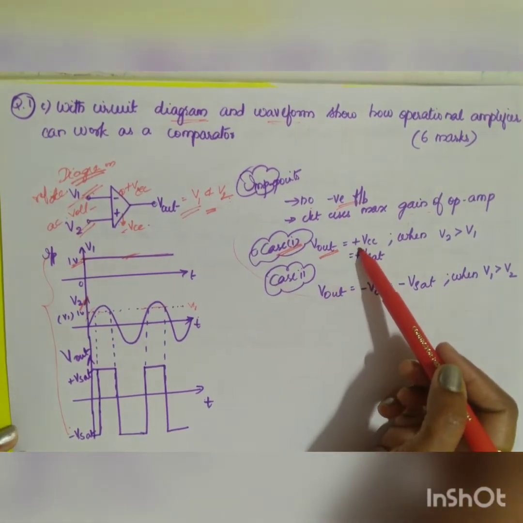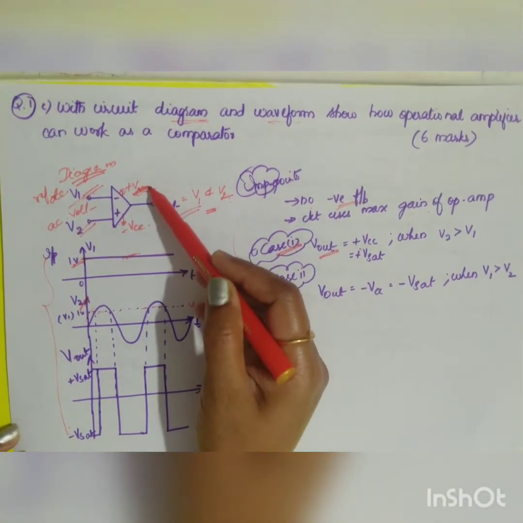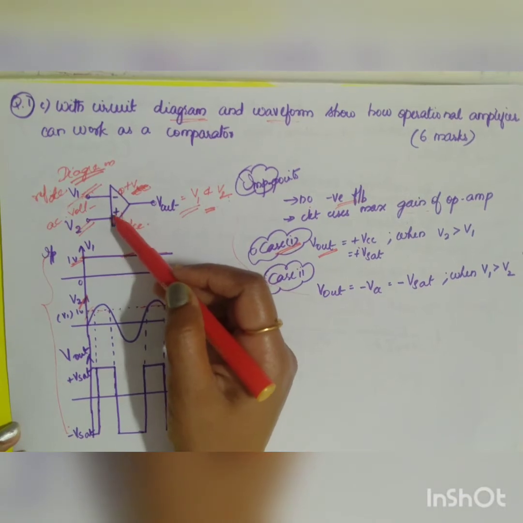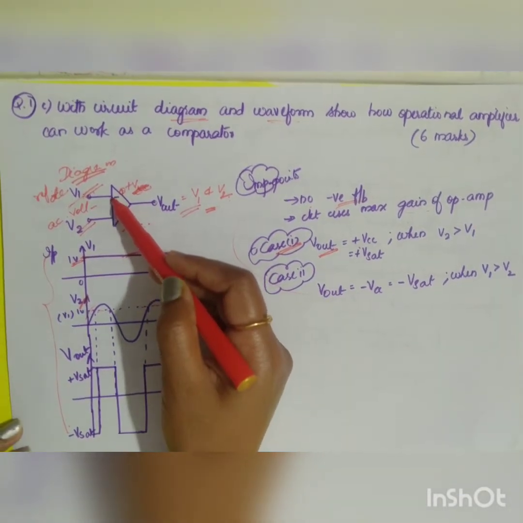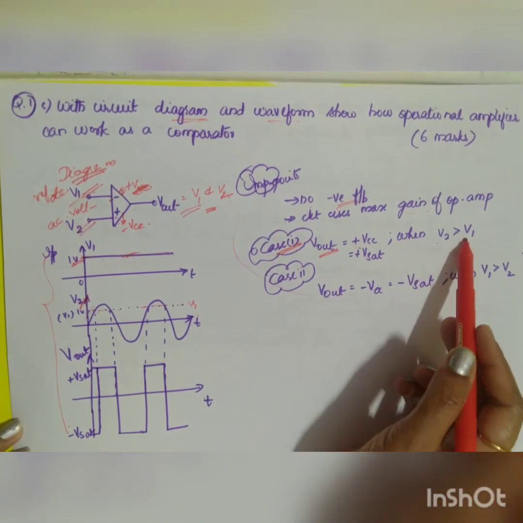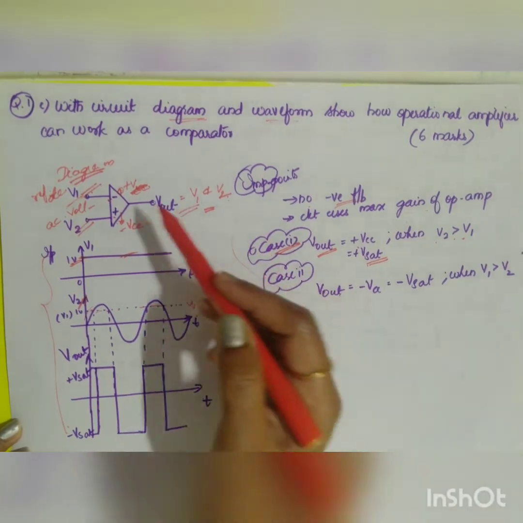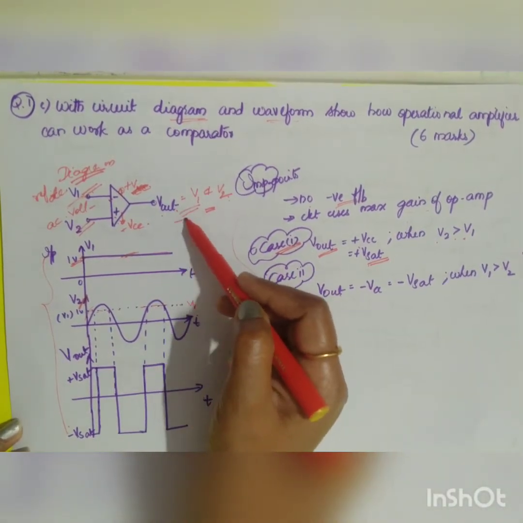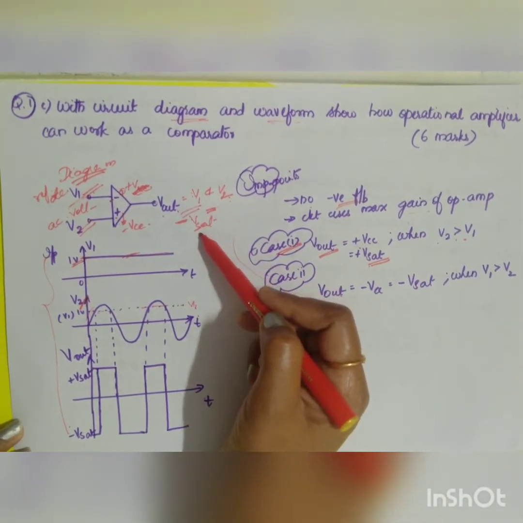So V out will be equal to plus VCC. It saturates to plus VCC whenever you have the input voltage of the non-inverting terminal greater than that of your inverting terminal. So when V2 is greater than your V1, your output will go to plus VSAT. Similarly, the output will be negative VSAT. The output will switch from positive VSAT to negative VSAT.